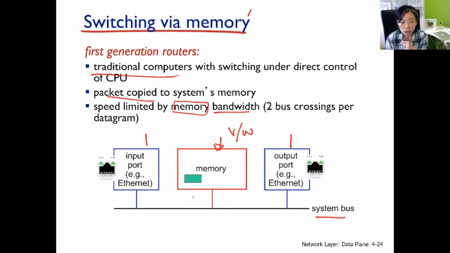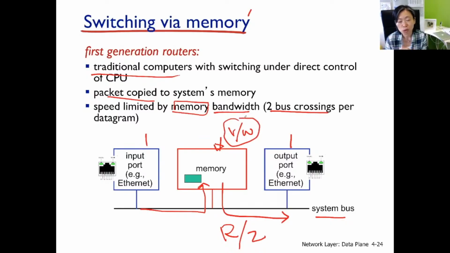And not to mention, we send packets into the memory like this, and we also fetch packets out from the memory like this. So you see each packet has 2 bus crossings. If the bus speed is R, the throughput can only be this much at best, if this is not limiting memory's read-write access time.